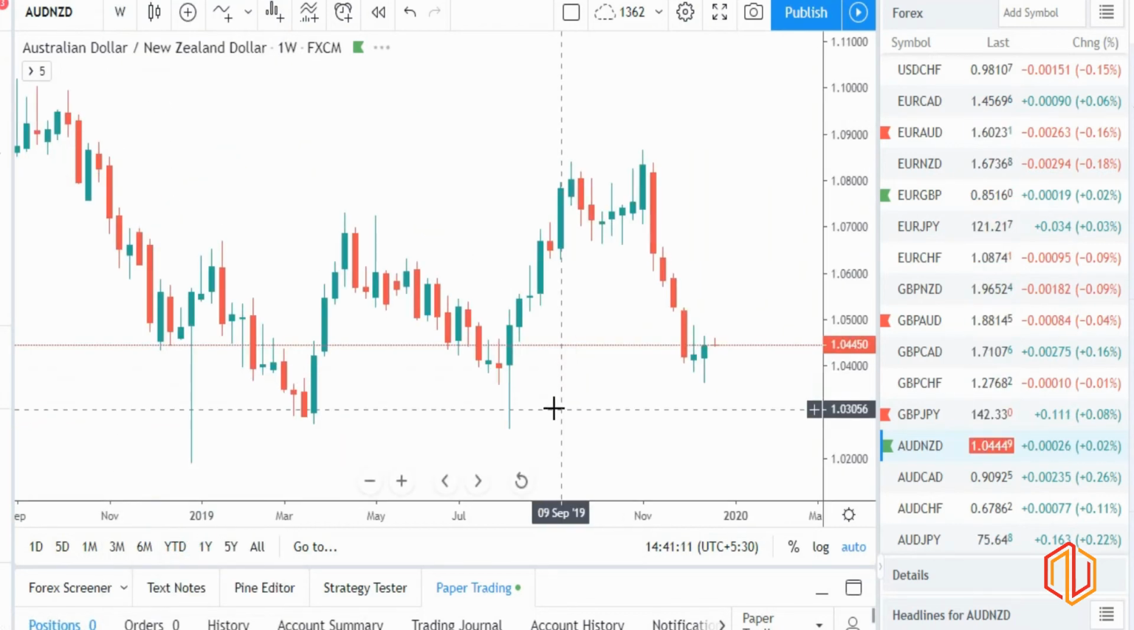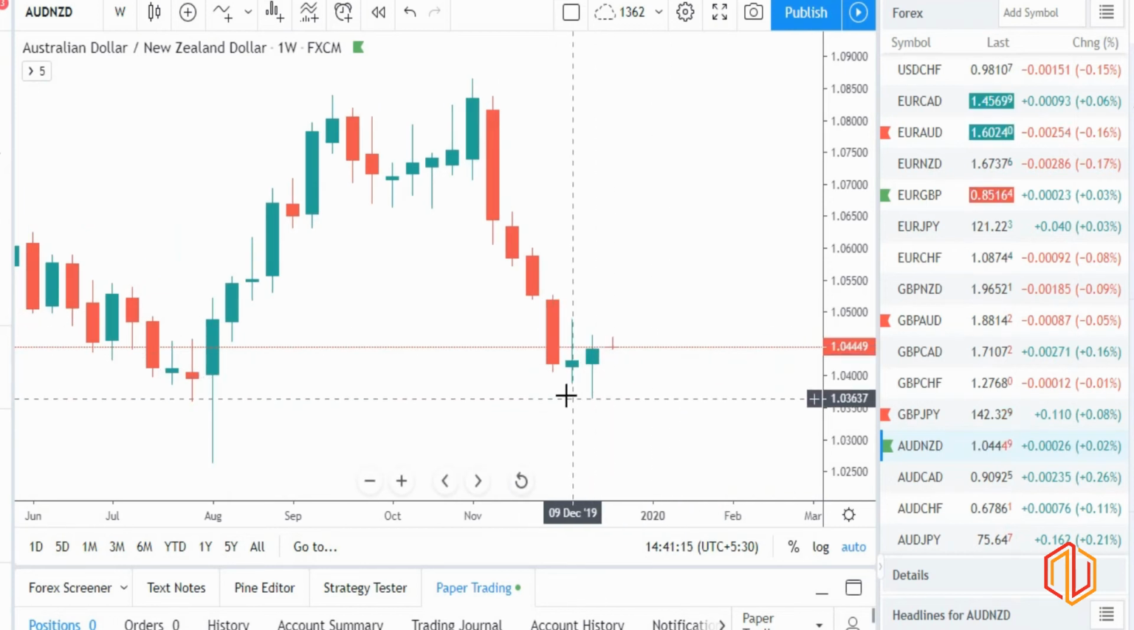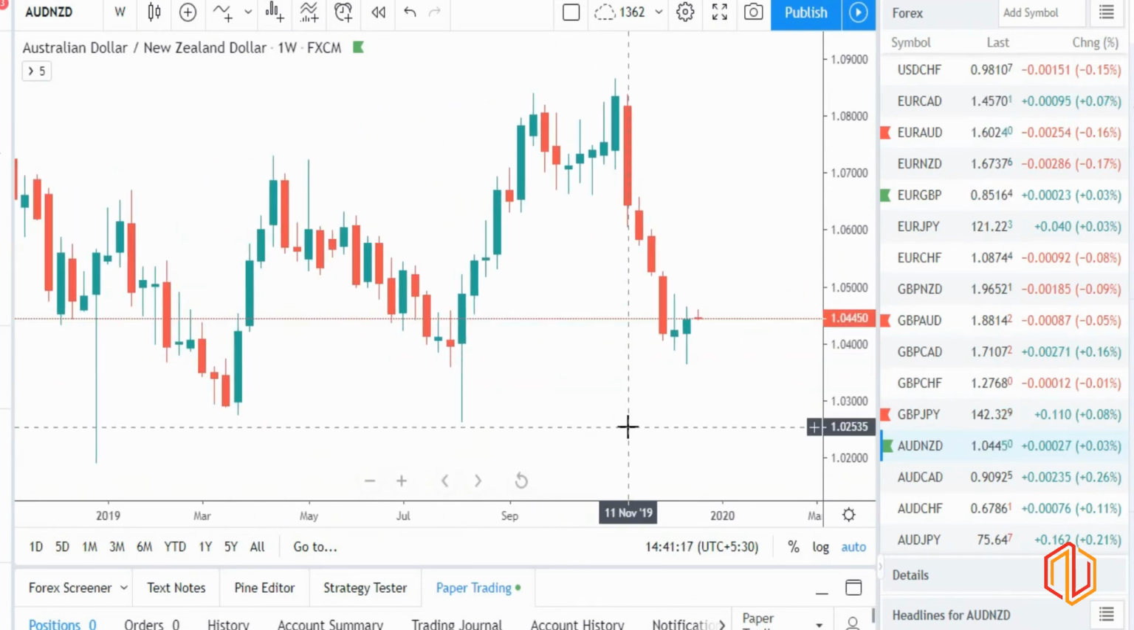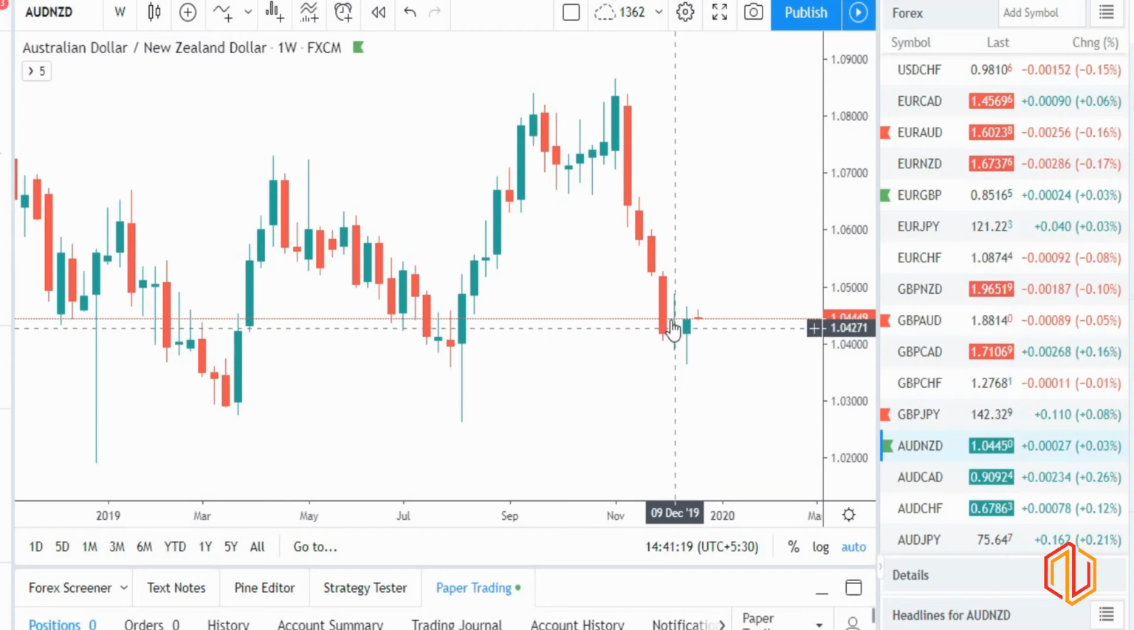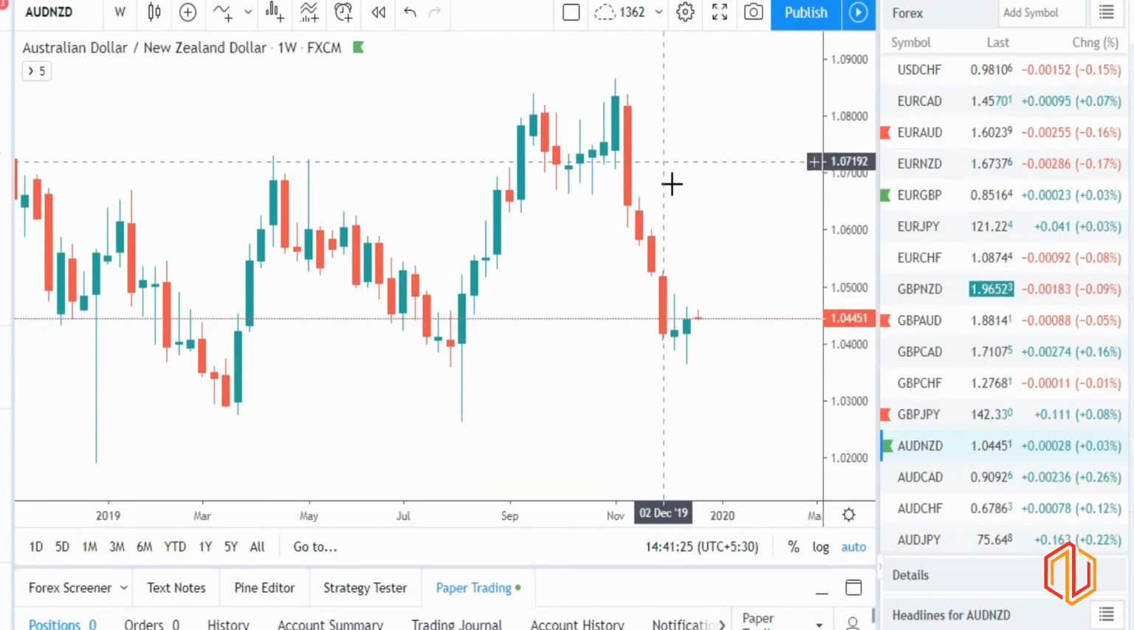The reason I'd like to try this trade out is because the rejection that we saw on the weekly chart last week. Previously we had an indecision and then the support was tested and the price got rejected. So we can expect some bullish moves on AUD and NZD for this week too.